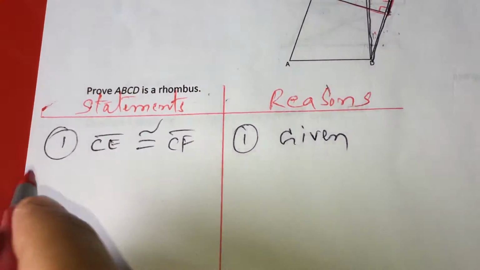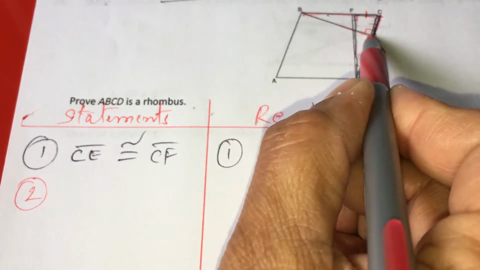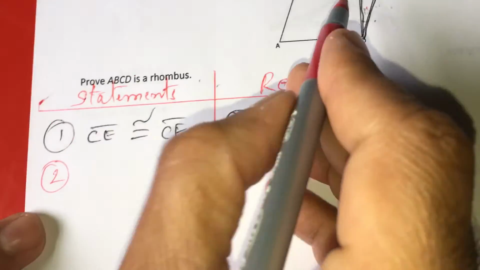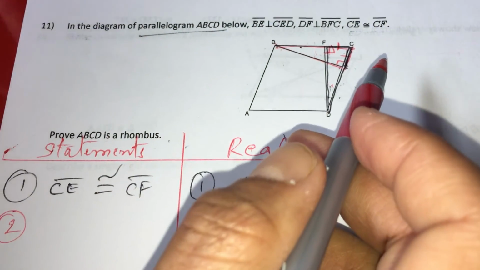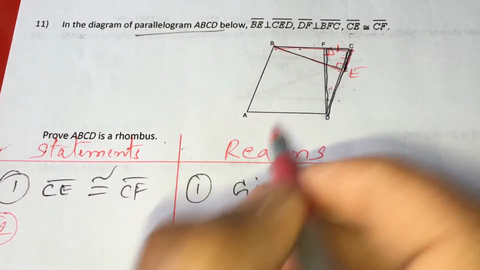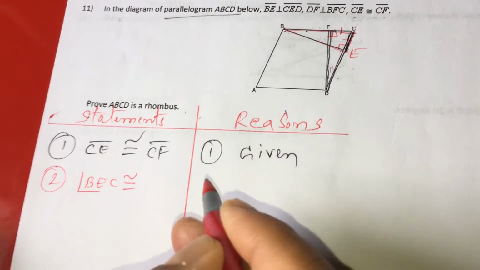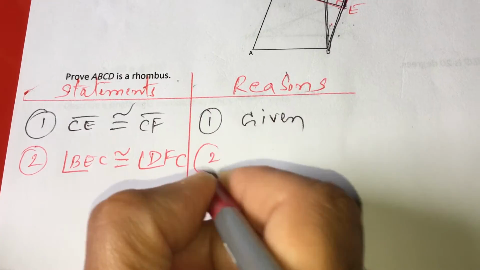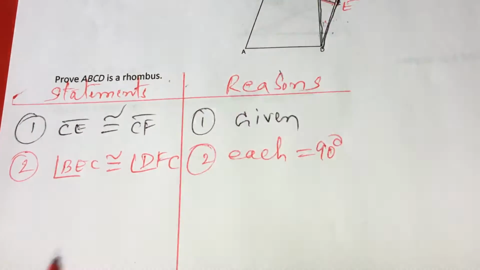Next, the second point. You see, the second point is this angle is 90 in this triangle. This angle is 90 in this black triangle. That means angle BEC is exactly equal to angle DFC. Why are these two angles equal? Because each value is 90 as they are given perpendicular.